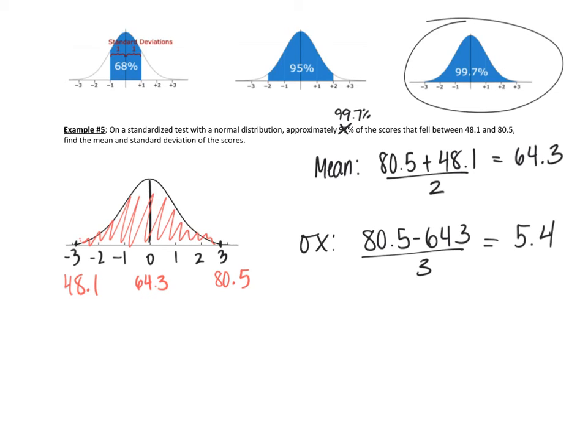To find the mean, you add up the two numbers and divide by 2. I added them and divided by 2 and got 64.3. To find the population standard deviation, I subtracted these two values and then divided by the number of spaces. 1, 2, 3. So that's how I did 80.5 minus 64.3 and then divide by 3. You could have also used these two values if you wanted to. So you could have done 64.3 minus 48.1 and divide that by 3, and you should still also get 5.4.